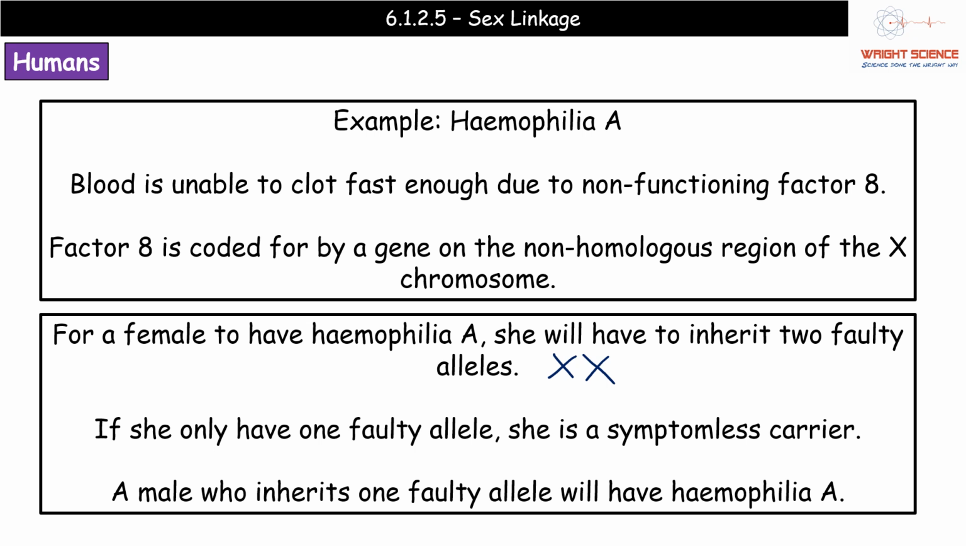If we then think about the situation with a male, they've got X and Y as their chromosomes that they're inheriting, and because this is on the non-homologous region of the X chromosome, all they need is 1 faulty allele and then they have haemophilia A. So quite clearly the odds are against the males in terms of haemophilia A. They are way more likely to develop the condition than women for the simple fact that they only have to have 1 faulty allele to get it, whereas a female has to have both faulty alleles to get it.